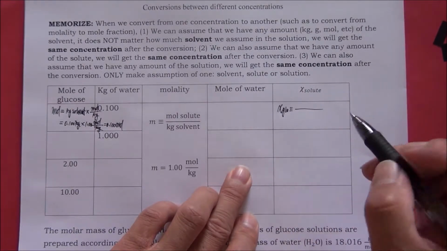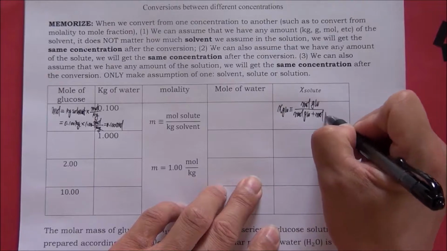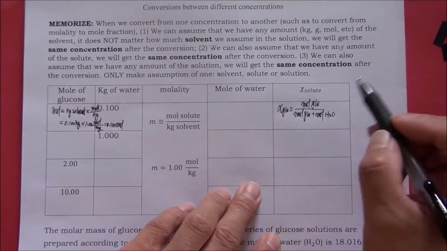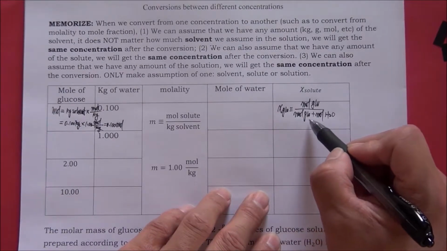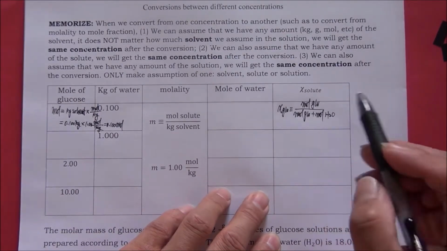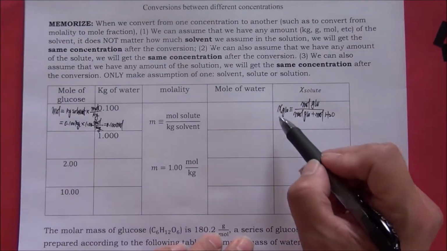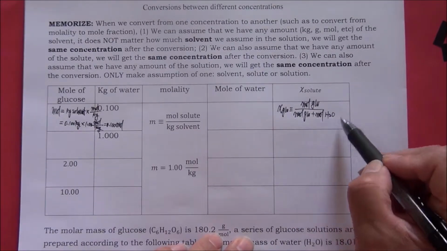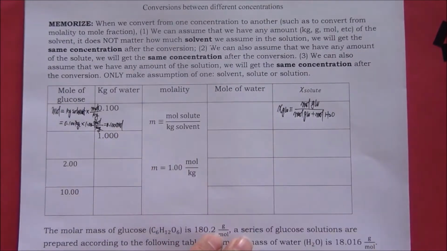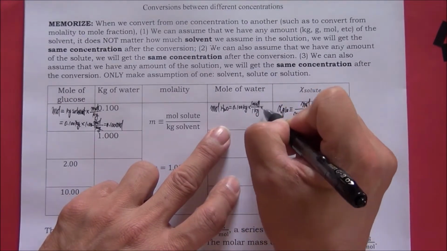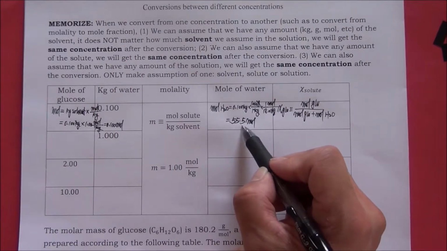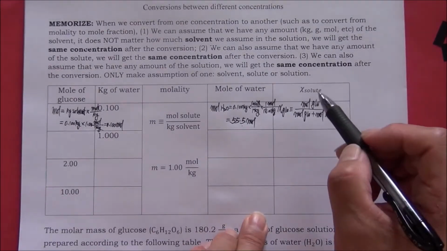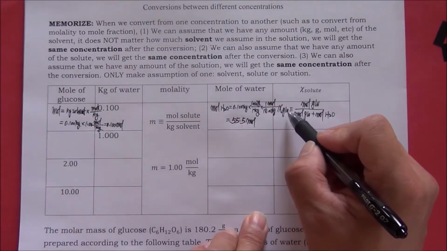The 3 lines represents definition. The mole fraction of glucose is defined as the moles of glucose divided by the moles of the solution, which is the sum of the moles of glucose and the moles of water. We already know the moles of glucose. To calculate the mole fraction of glucose, we need to find the moles of water. We already know the mass of water. We can use the molar mass of water to convert to moles of water. The moles of water in the solution is 55.5 moles.